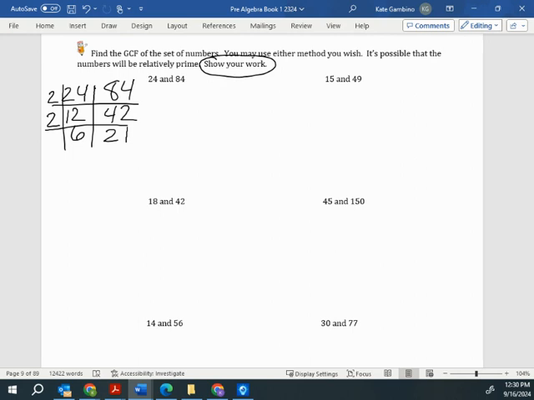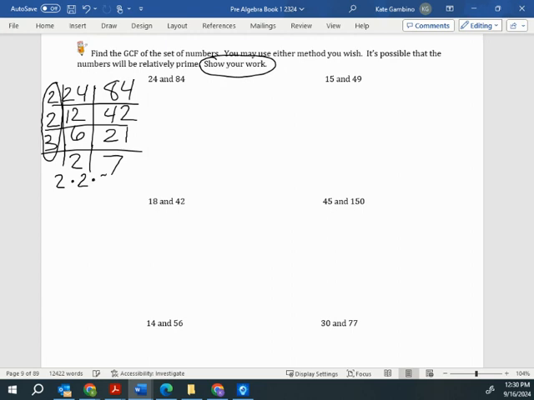Can I pull any number out of 6 and 21? I believe 3. 6 divided by 3 is 2. 21 divided by 3 is 7. Can I pull any number out of 2 and 7? No. So now remember, I'm going to look at what I pulled out and I'm going to multiply it together.